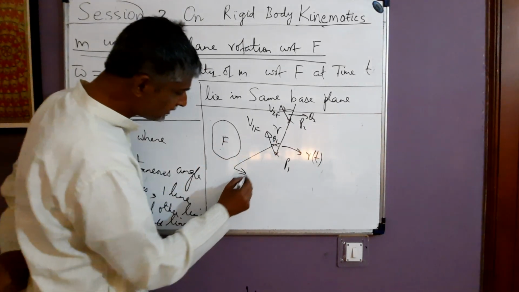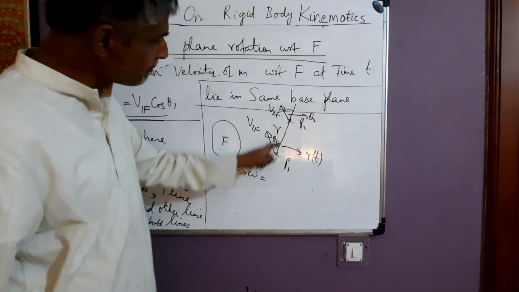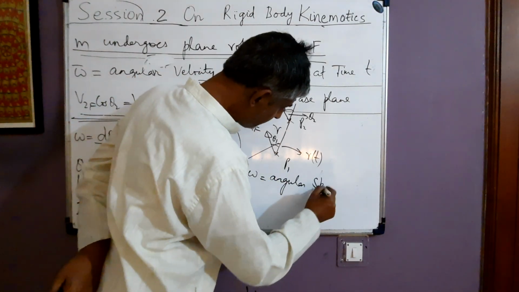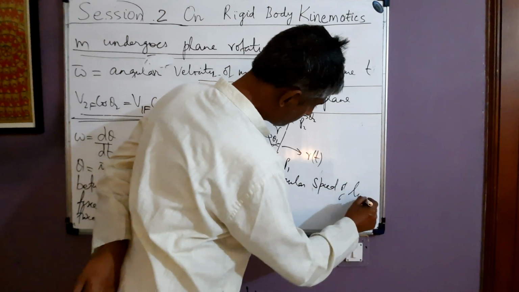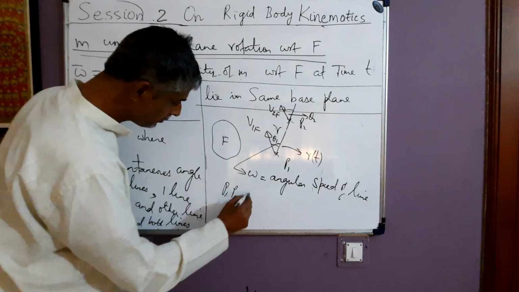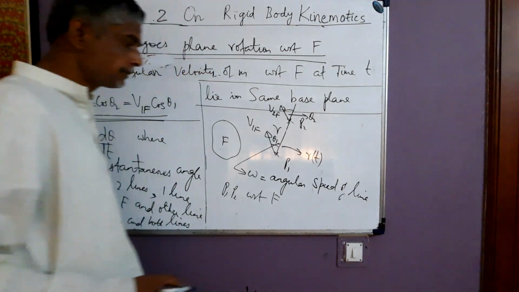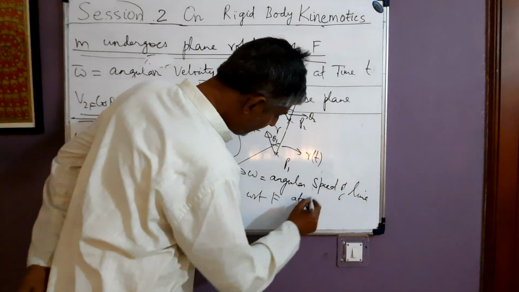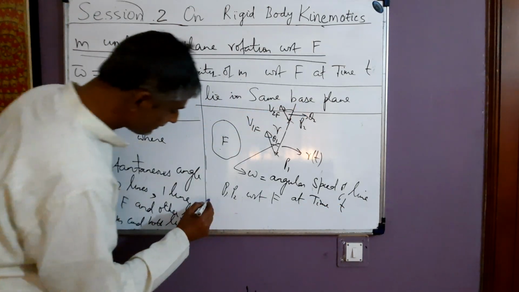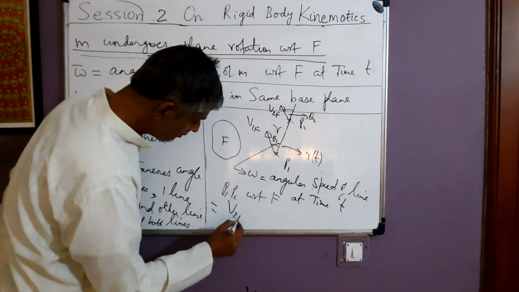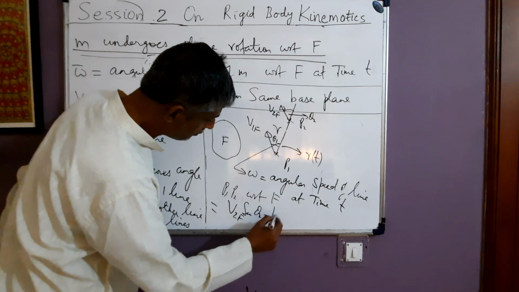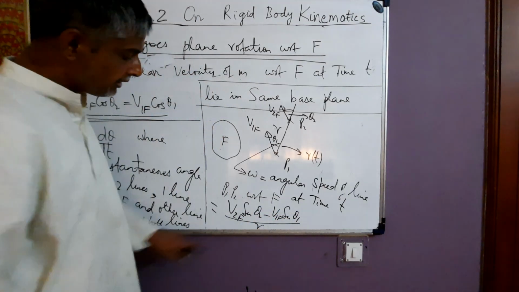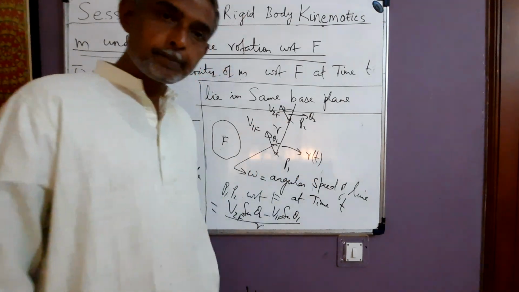Here also we can say that omega, the angular speed of line P1P2 with respect to F at time t, is just equal to (v2F sin theta 2 minus v1F sin theta 1) divided by r, where r is the separation between these two points at time t.